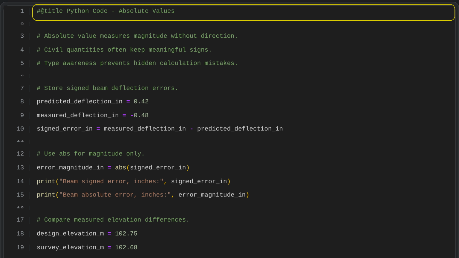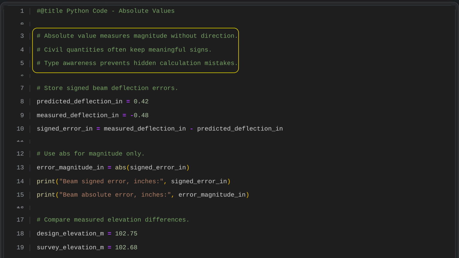Python code. Absolute values. Absolute value shows size without direction, but in civil contexts, positive and negative signs can carry important meaning. Being aware of the quantity type helps avoid hidden calculation errors.